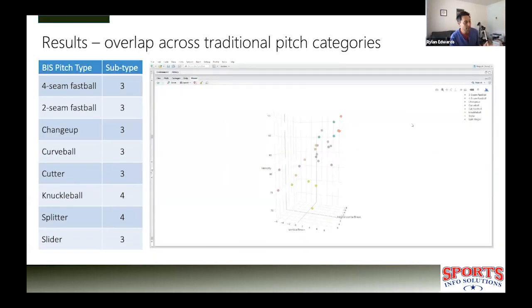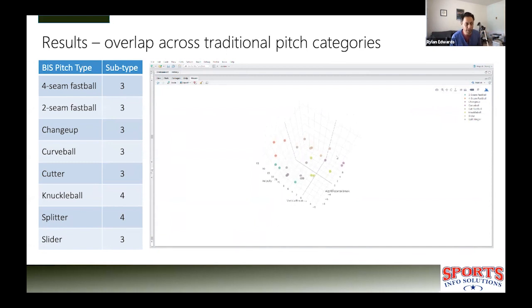So here's what we're talking about here. This is a 3D scatter plot of every subtype that we found, color-coded by the traditional pitch type family. So all 4-seamers are one color, all changeups are another color. That bright green cluster at the bottom, those are knuckleballs. Those are all the same color.